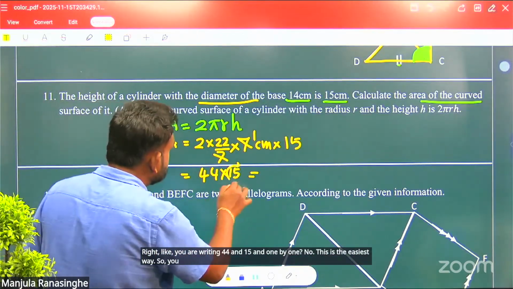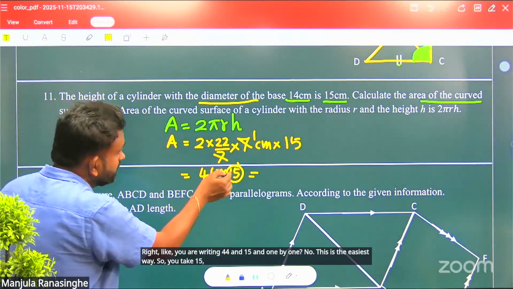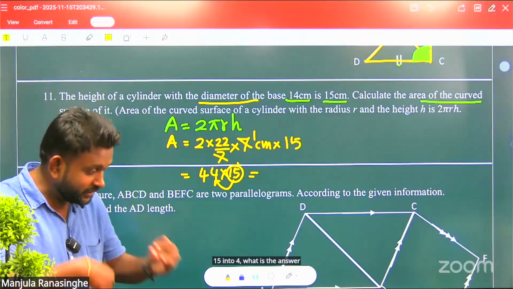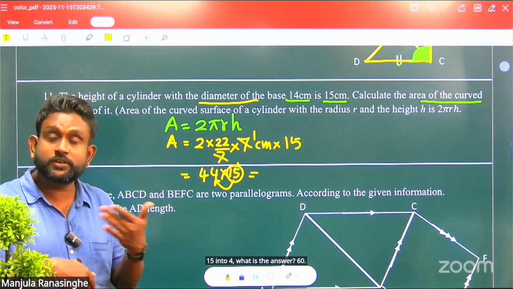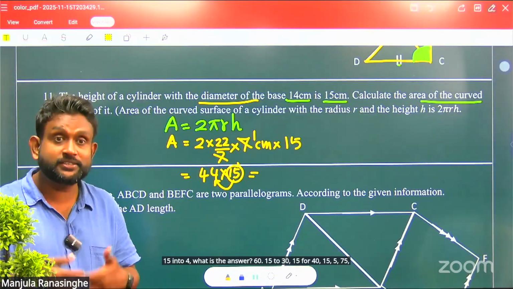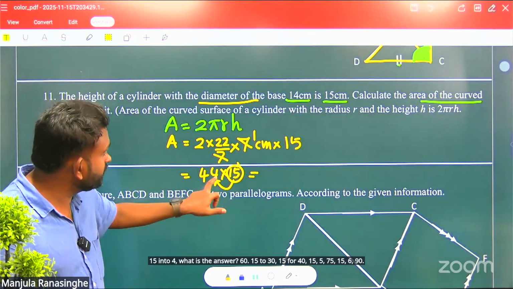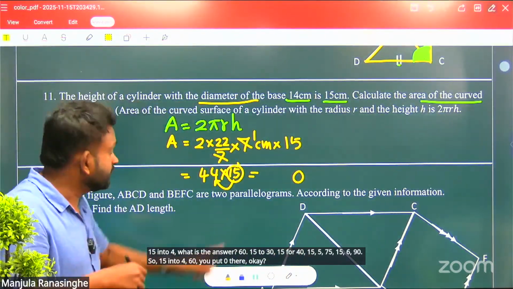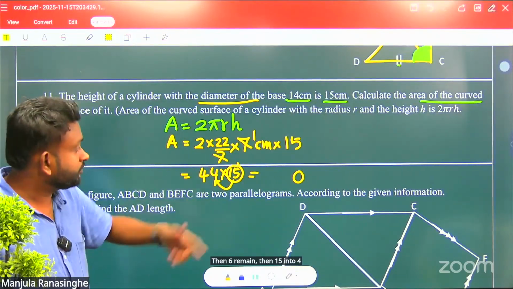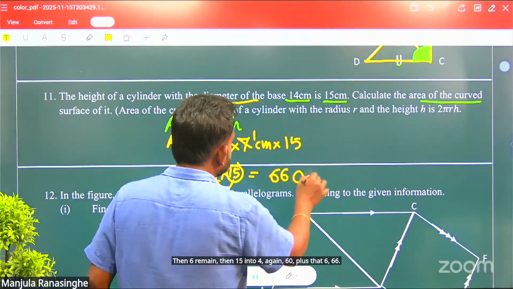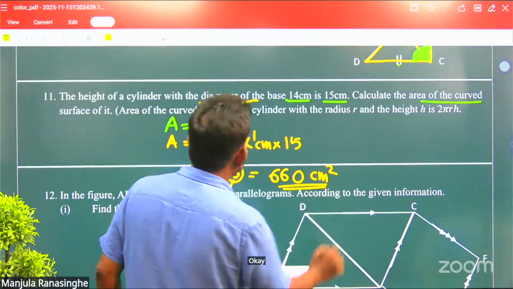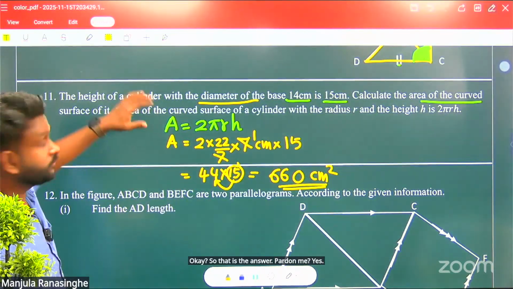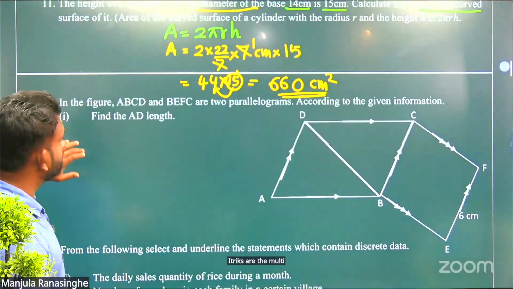So you take 15 and multiply with 4 directly. 15 into 4, what is the answer? 60. These values should be in your head: 15 2s are 30, 15 4s are 60, 15 5s are 75, 15 6s are 90. So 15 into 4 is 60. You put 0 there. Then 6 remains. Then 15 into 4, again 60, plus that 6, 66. So that is the answer. These are tricks for multiplications.